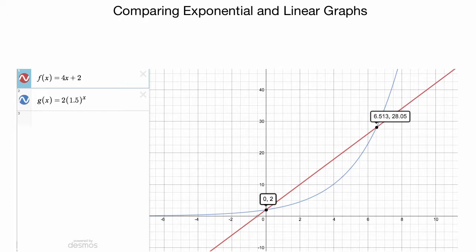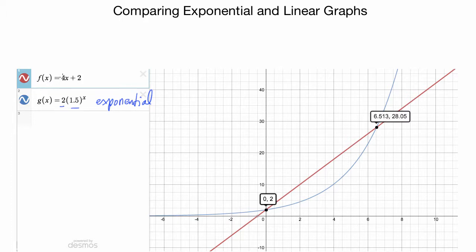We have two functions over here. So function g of x equals 2 times 1.5 to the x power. This is my exponential function. It has x, my independent variable, in the exponent. And we can tell from our pattern it's starting at 2. I'm multiplying 1.5 over and over and over again, so we use an exponent to show repeated multiplication.